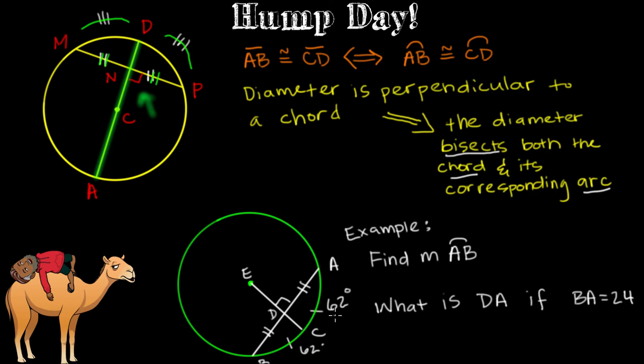So now that I know that they're both 62, AB is just the sum of those two arcs added together, which would be 62 plus 62 for a total of 124 degrees. The second part to this question is what is DA if BA is 24? Now BA starts at one end of the chord and ends at the other end of the chord. What the radius does is, because it's perpendicular to that chord, it must cut the 24 in half, which means this piece is going to be 12 and this piece is going to be 12. So we can conclude that DA is equal to 12.